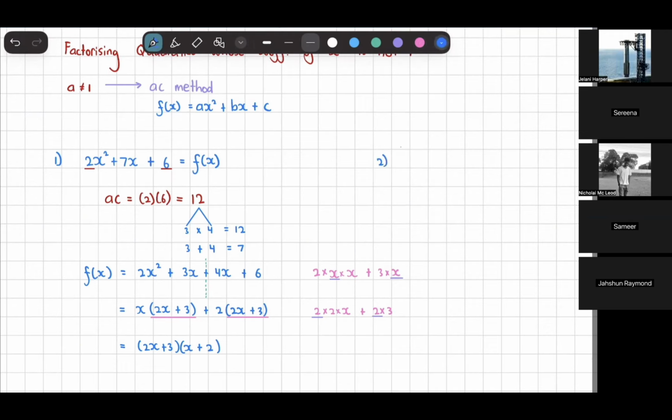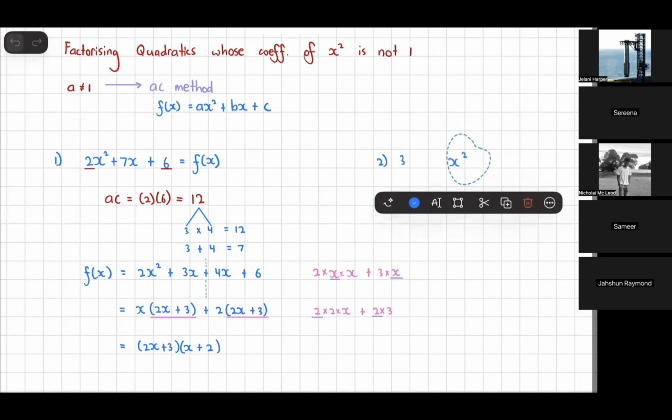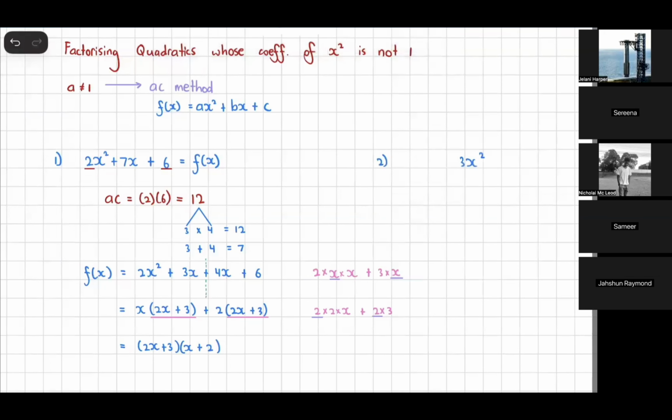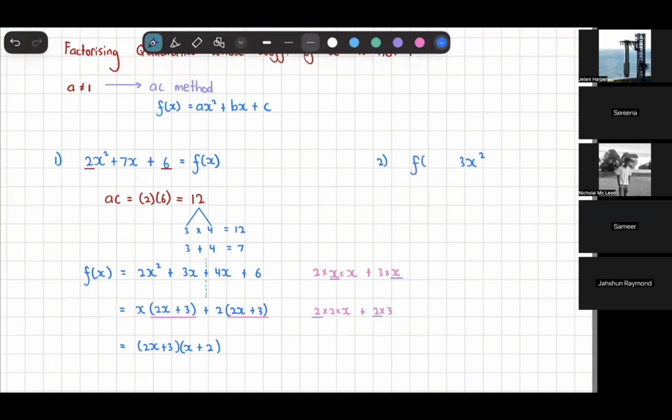So for those who feel like they understand this, I would like you to try this one: f of x is equal to 3x squared plus 9x plus 6. I would like you all to try to factorize that using the AC method.